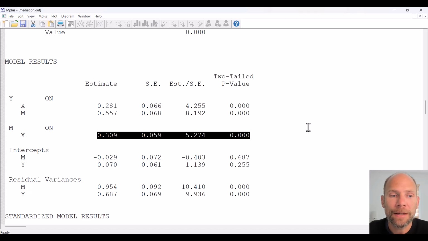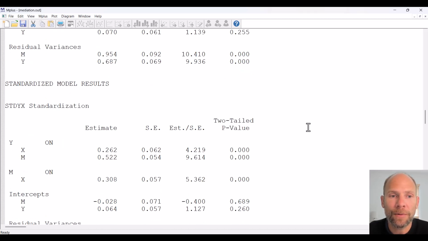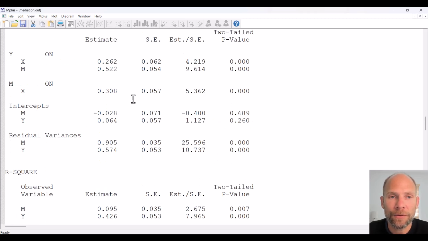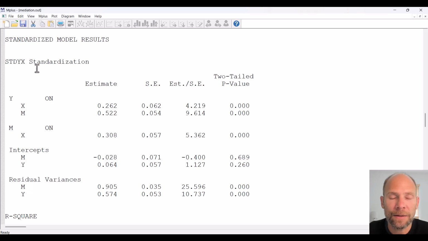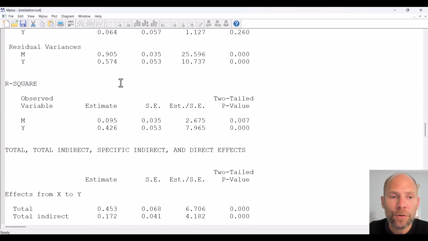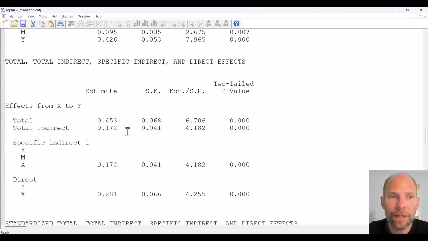When we scroll down further, we get the standardized parameter estimates as well, in case you are interested. Those are given under stdyx. And then we can scroll down further past the R squared for each outcome variable. We find a summary of the total indirect, specific indirect, and direct effects. This is useful because then you don't have to calculate these by hand, and also Mplus will provide us with tests of significance and confidence intervals.